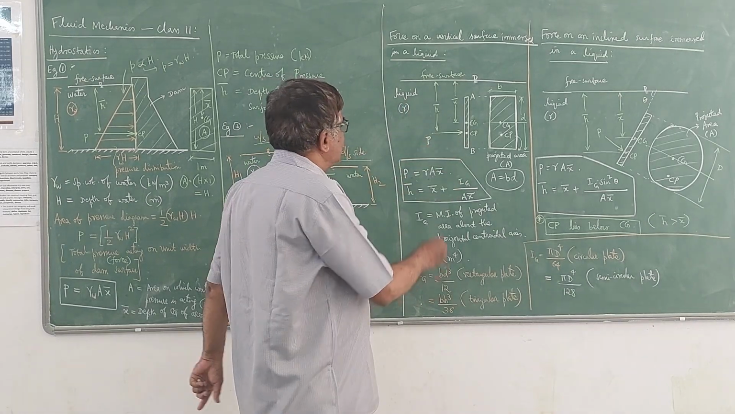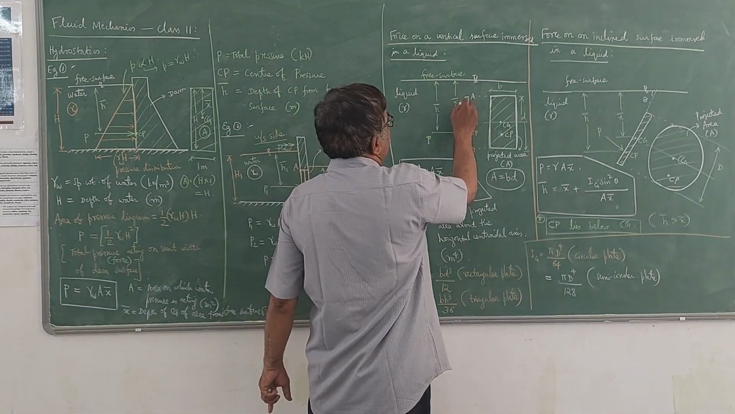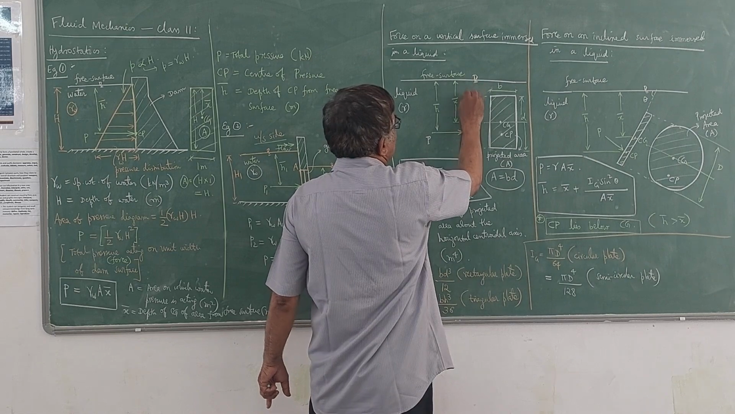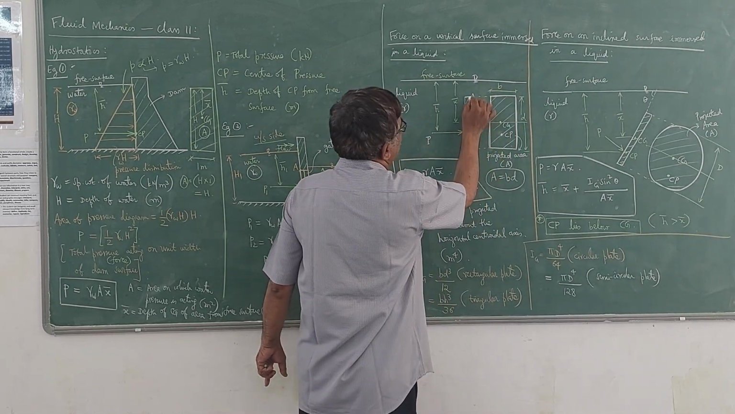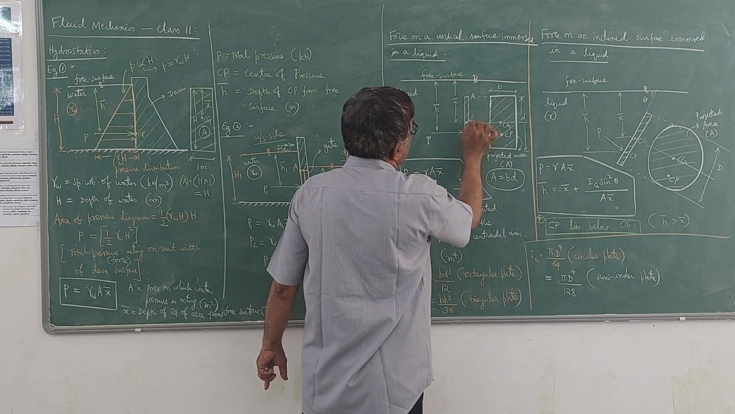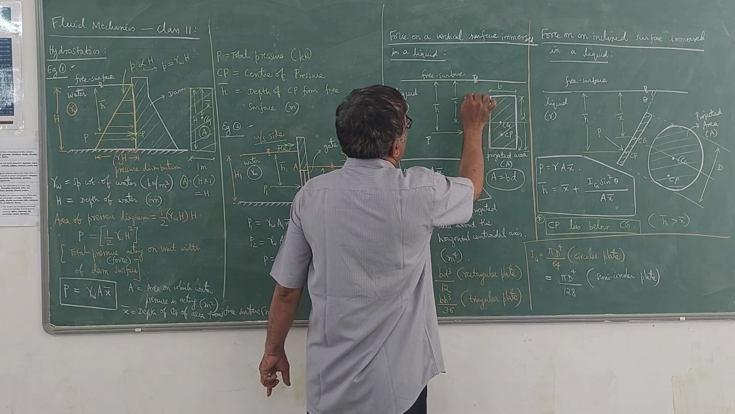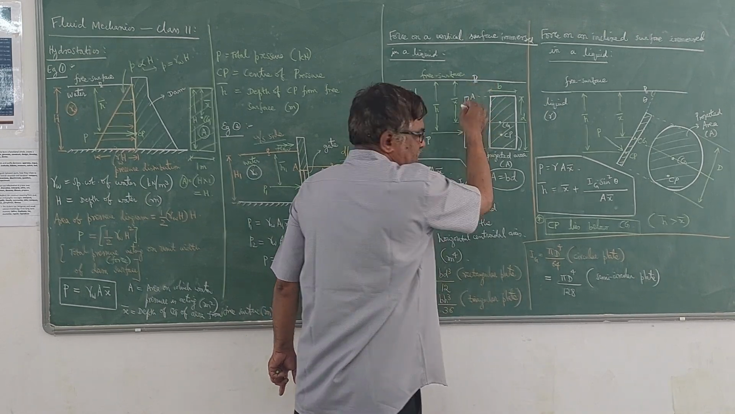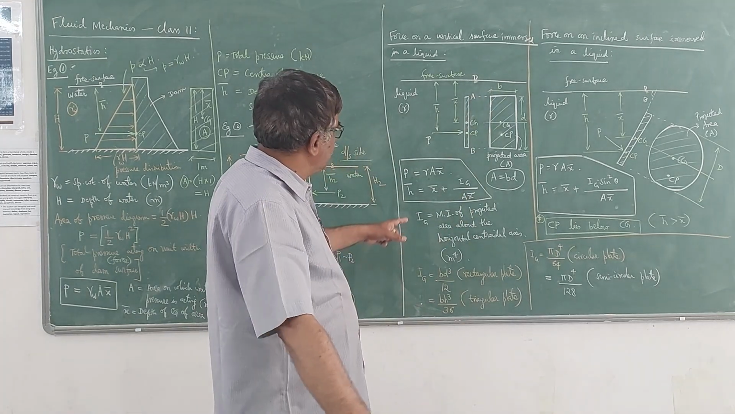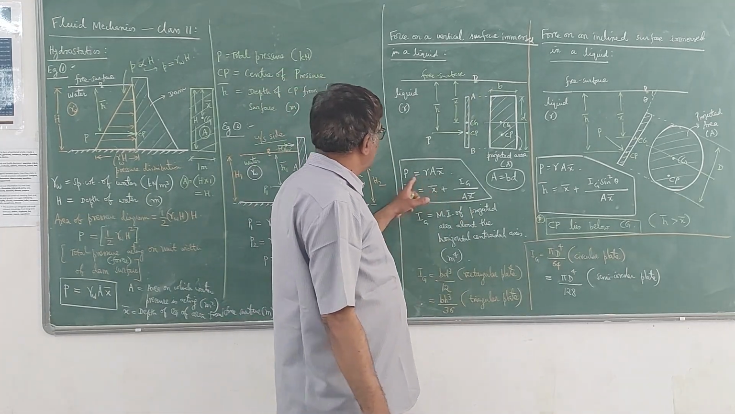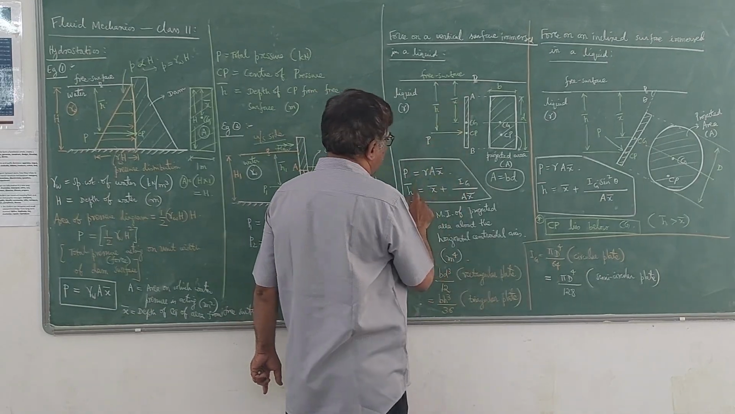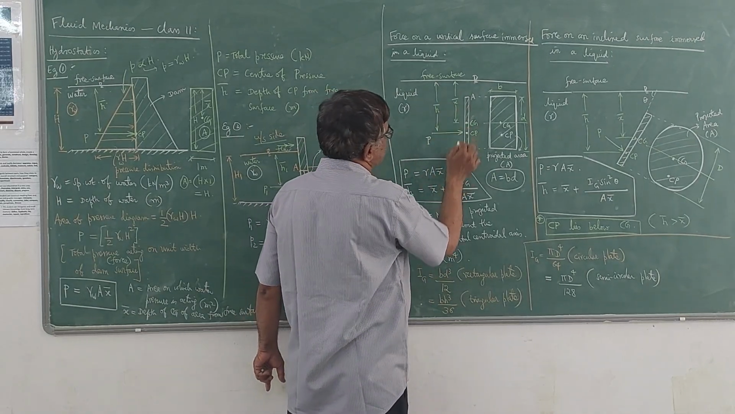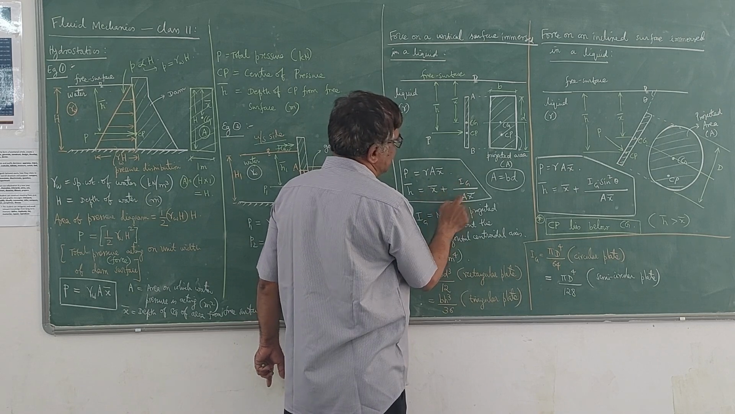This x bar you can always find out because you will be knowing this distance, and since you know this dimension, from A to CG it is d by 2. From here to here the value will be given, so x bar you can easily find out. So gamma A x bar is the P value, and the depth of the center of pressure, h bar, is given by x bar plus Ig divided by A x bar.